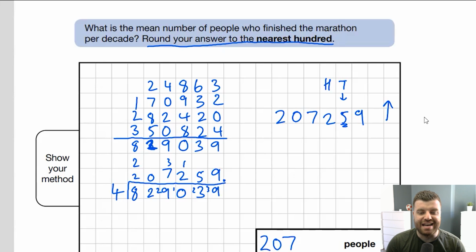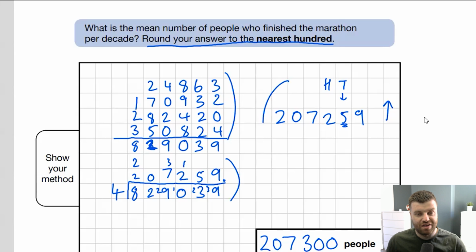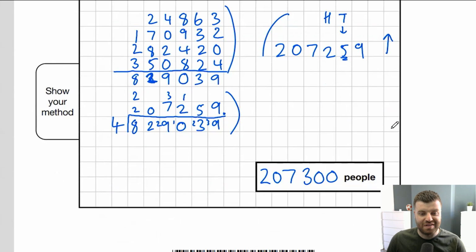So the answer is 207,000. And in the hundreds, we're going to go up to the next 100, which is 300 people. 207,300 people. 3-mark question. Loads of addition. Find the mean. Round it to the nearest 100. So much to do for that question.